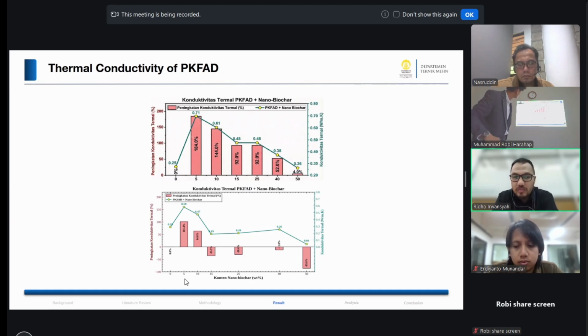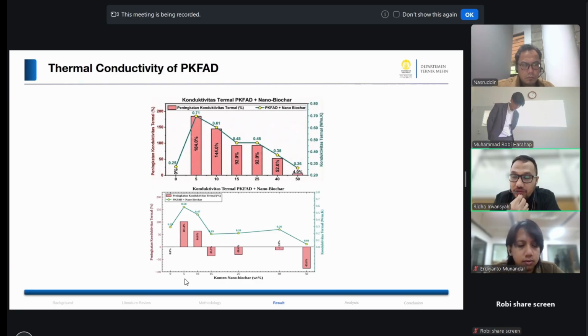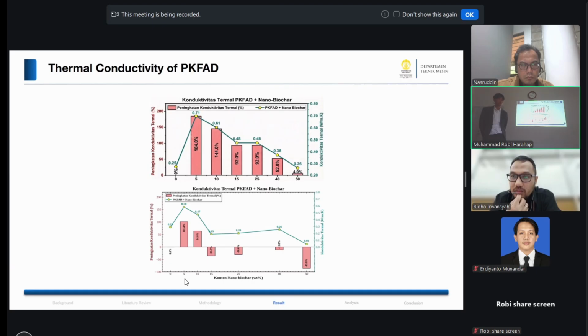So we know that PCM works based on latent heat, right? Yes. And you add this nanoparticle to the PCM. Yes. So will it in fact affect the latent heat of the combination, if we combine the PCM and this nano biochar? For example, will it have a higher temperature for the phase to change from solid to liquid? Does it require more heat than if we add nanoparticles into the PCM?